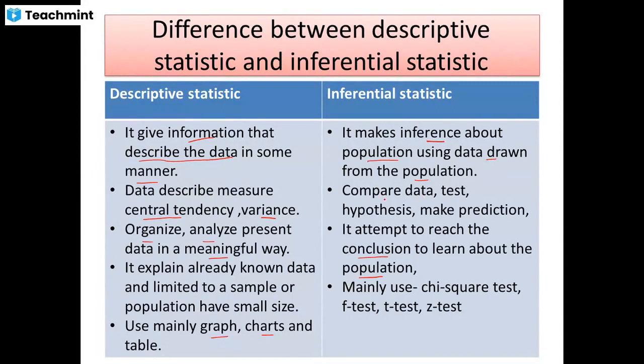And when we compare data, test a hypothesis, or make a prediction, then we use inferential statistics. Mainly we use the chi-square test, t-test, f-test, that means ANOVA, and z-test, when we find correlation or when we use regression, then we use inferential statistics. Now we understand a chart.